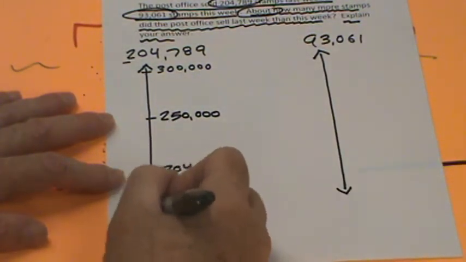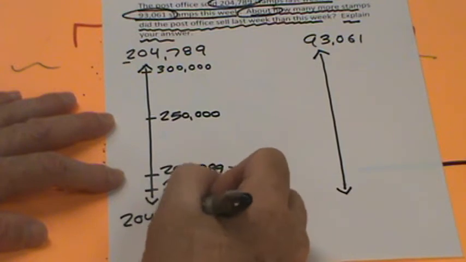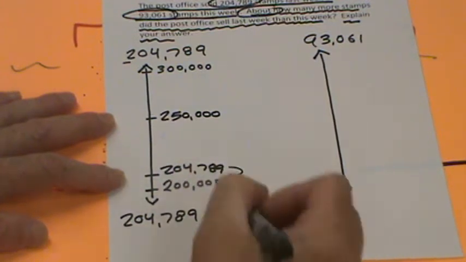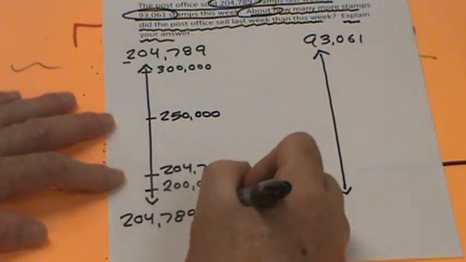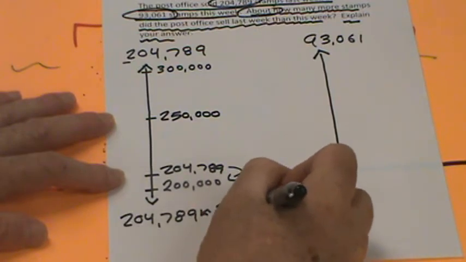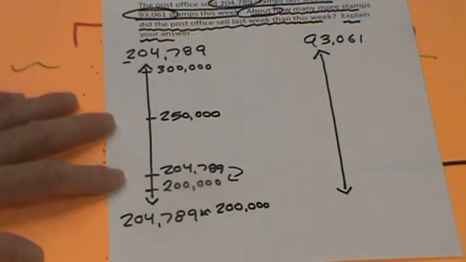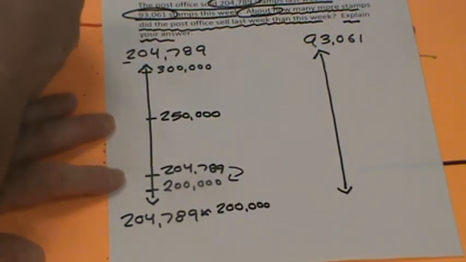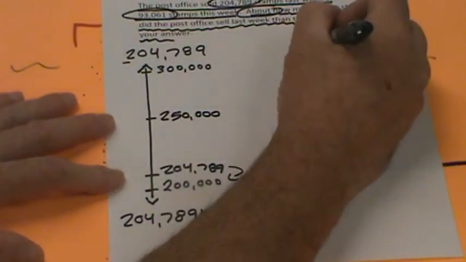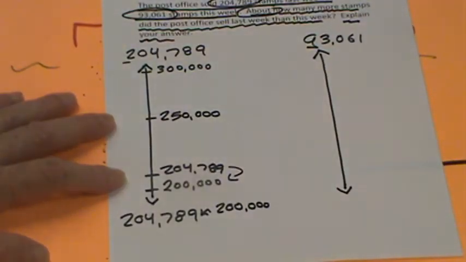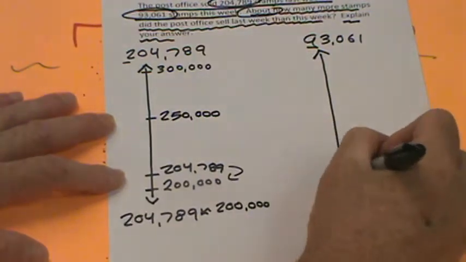So I can say 204,789, round it to the nearest 100,000 is 200,000. Now, we're kind of thinking about this, okay, I can't round to the nearest 100,000 here because it'd be 0 or 100,000. Wouldn't make a lot of sense. So I'm going to round to the nearest 10,000. So my one endpoint will be 90,000.